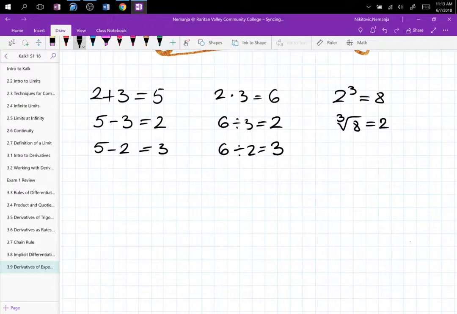Anyone? How would I retrieve 3? Combining 8 and 2 somehow. Wow. Thank you. A log. Very good. Log base 2 of 8 is 3.